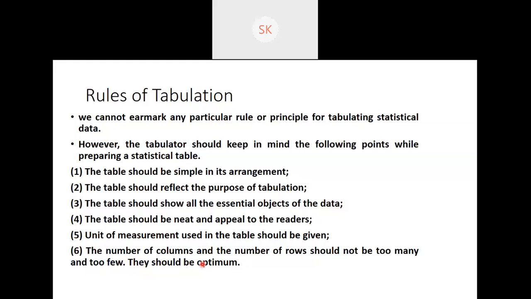Then the number of columns and number of rows should not be too many and too few. They should be optimum. Don't just fill in all the data in one column and one row, or don't use too many rows and columns also. So make sure only what is required is used to make your data look very nice and neat. So these are the rules of tabulation. Any doubts in this?